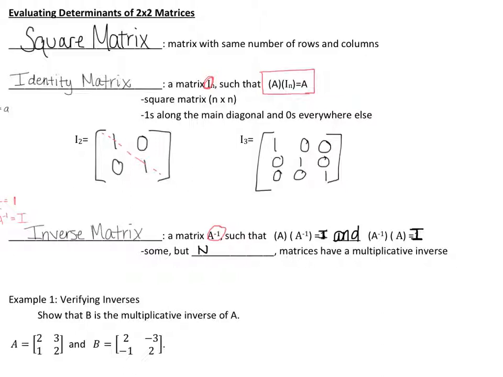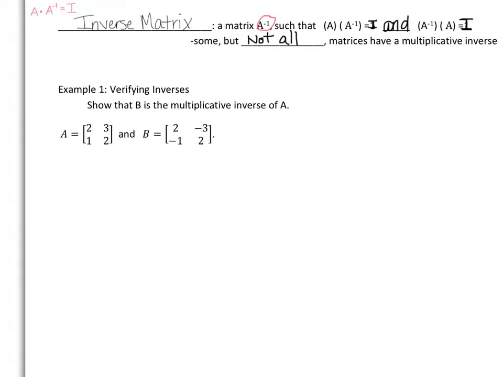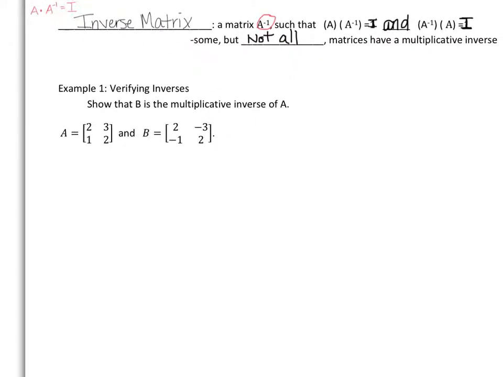Some, but not all matrices have an inverse. So there will be some, like on your homework maybe, where there is no inverse. So you say no inverse, or it doesn't exist, or not possible, depending on what the question asks. Okay? So sometimes they don't have them. I'll show you on the back of this page how to quickly figure out whether it has one or not. Any questions so far? No?